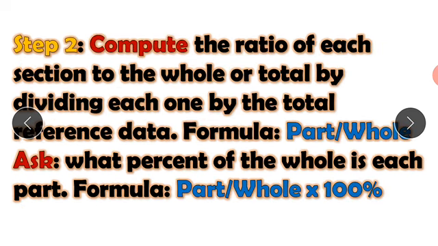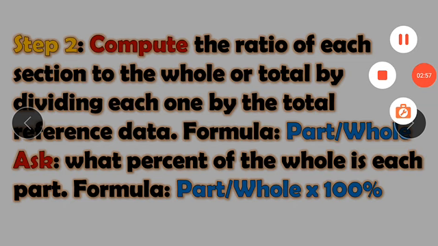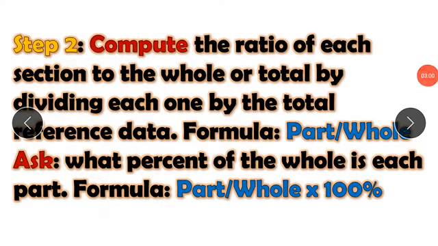The second one is compute the ratio of each section to the whole or total by dividing each one by the total reference data. So how to compute the ratio? Part divided by whole. So for example, to compute the ratio, part divided by whole, and to get the percentage, part divided by whole times 100.